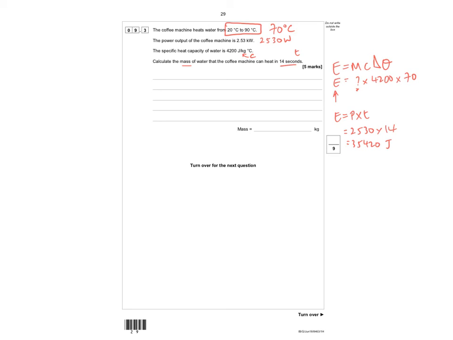Let's put all the information in that we now have. 35,420 equals the mass multiplied by 4,200 multiplied by 70. If we rearrange, the mass equals 35,420 divided by the 4,200 times the 70. So 4,200 times 70, and that in a calculator gives a mass of 0.12 kilograms. That now brings us to the end of question 9, and as ever, if you have any questions, please get back to me.